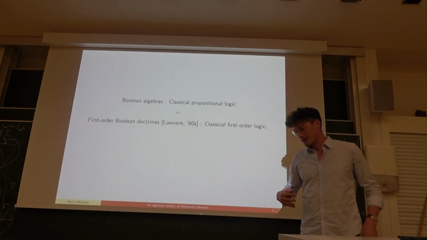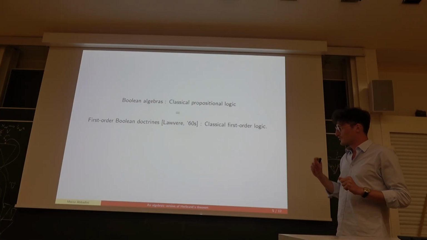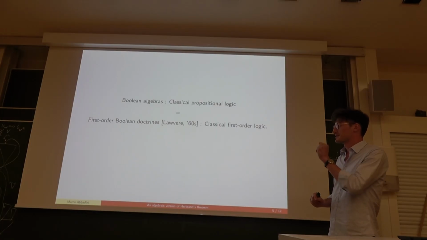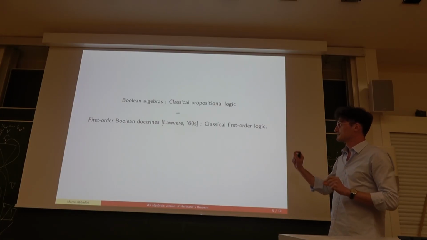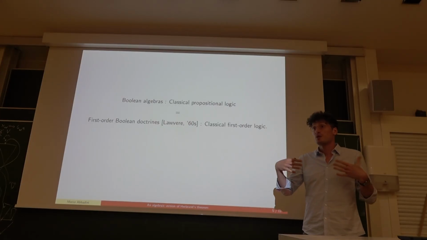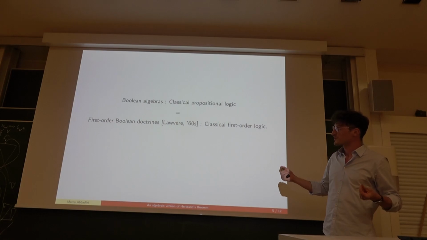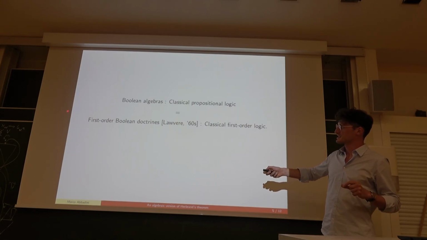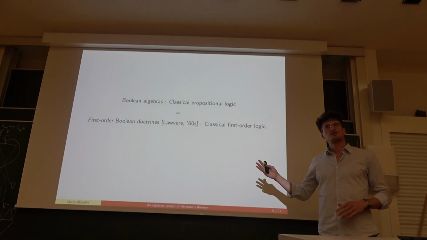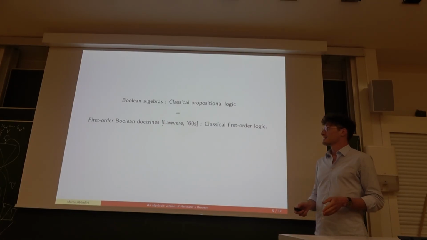Okay, now I was interested in an algebraic version of this theorem. I'll say a bit about my motivation later. But what does algebraic mean? Well, it means that we have to consider the algebras of the logic. In this case, these are first-order Boolean doctrines. And these are to classical first-order logic just like Boolean algebras are to classical propositional logic.